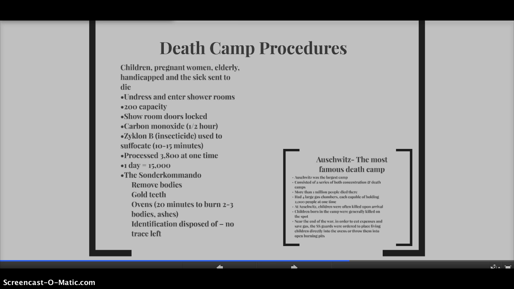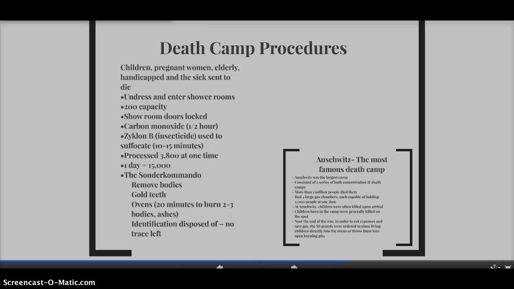Typically, death camps could process 3,800 people at one time, and that meant that in one day, 15,000 people would die in those shower rooms. The Sonderkommando, they were in charge of removing the bodies, taking out any gold teeth, anything valuable, and bringing the bodies to be burned in the oven.